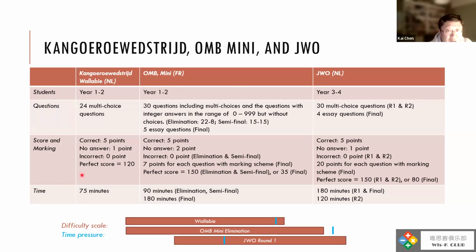Basically, you see they're all multiple choice questions. They are slightly different from one to another regarding the time and the number of questions, but basically there are 24 to 30 multiple choice questions. For OMB, they also have a few questions with integer answers from 0 to 999. Each question is worth 5 points, but if you do not give an answer, you get 1 or 2 points.